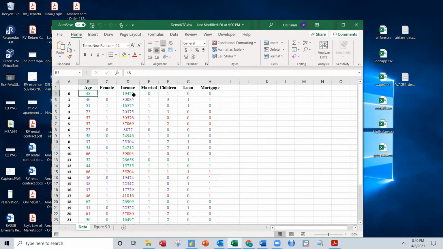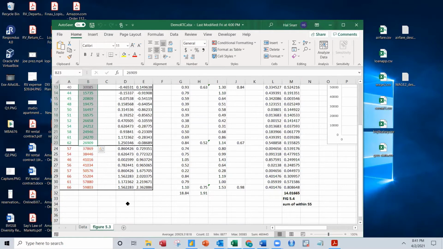This person is 48, makes that much money, not married, one child, no loan, no mortgage. This person's female, so it's a single mom. This person is 40, male, income, married, 3 children, has loans and a mortgage, right? So that's our raw data set, right?